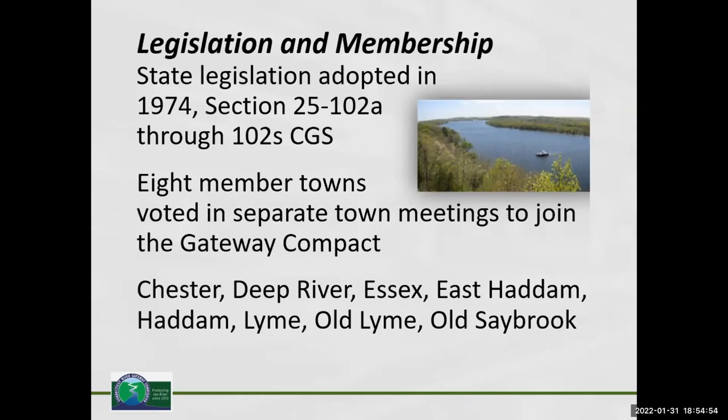Gateway is comprised of 8 member towns, and each of those towns in 1974 voted at town meeting to join this compact. So it wasn't a regional or state effort that was foisted upon the towns. The towns actually voted at town meeting to join the Gateway Compact. And there you see the list of the 8 towns, which goes north to Haddam and East Haddam.